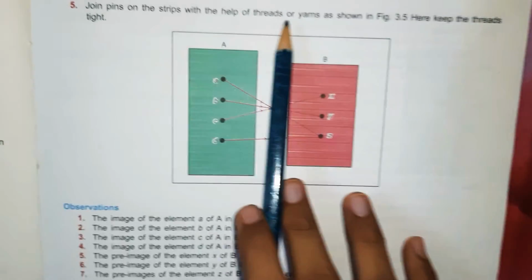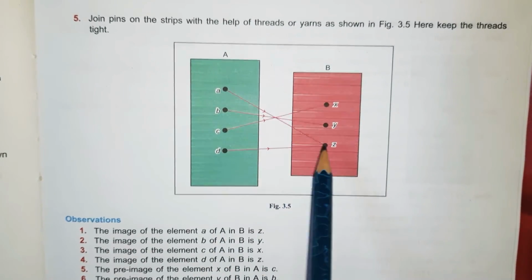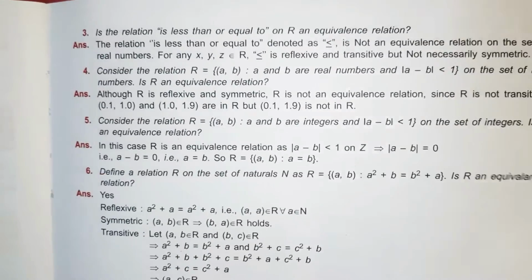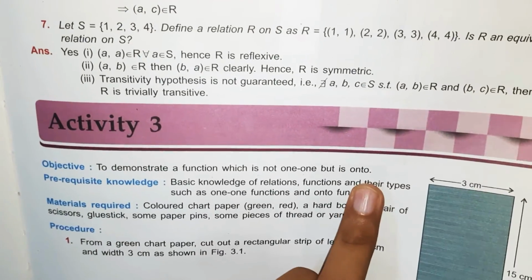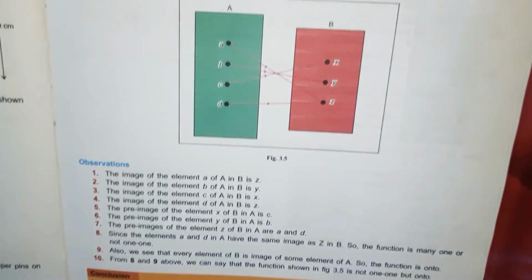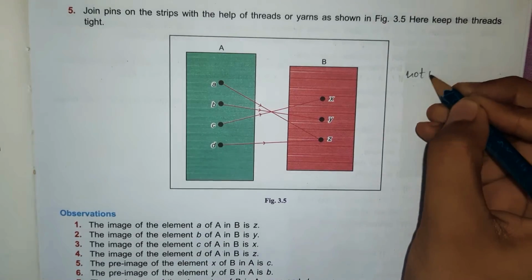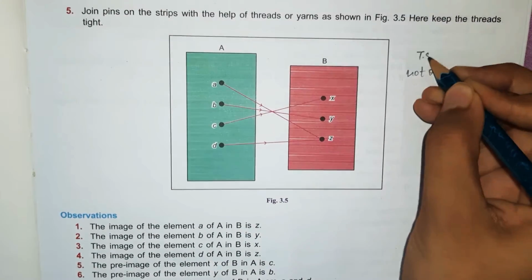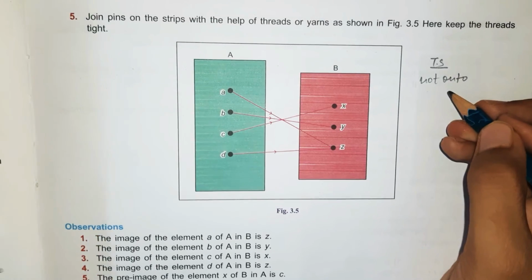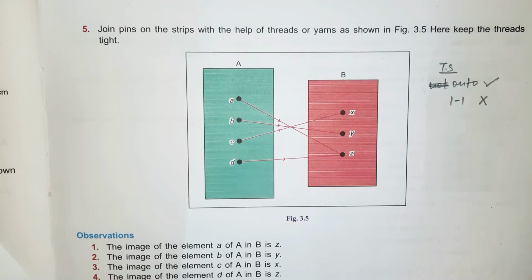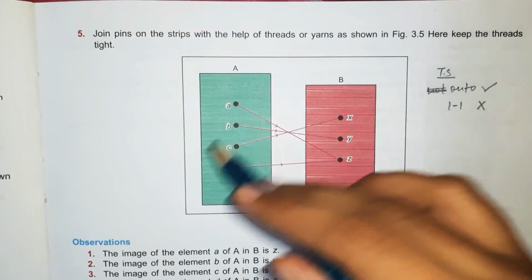Now come to the next step. Join the pins on the strips with the help of threads or yarns. Now I have made some combination. So as per the combination, I need to prove what? I need to prove that this is not a 1-1 function but this is onto. So if I want to prove onto but not 1-1, my target is onto, which we need to prove, and 1-1, this is not 1-1, I need to prove with this arrow diagram.